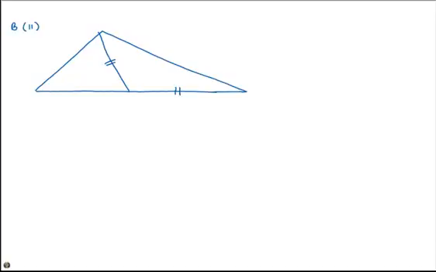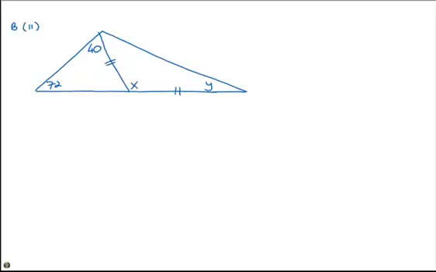So this length is equal to that length, so it's isosceles. X, Y, 72, 40. Okay, what do you ask to do? Find the values of X and Y. Okay then, so we're going to start in the triangle on the left hand side.